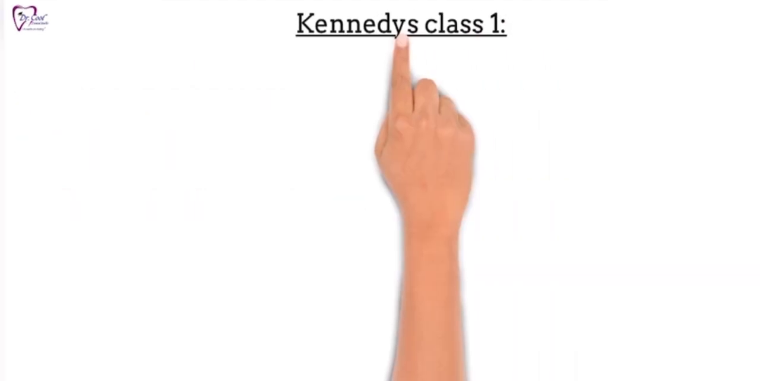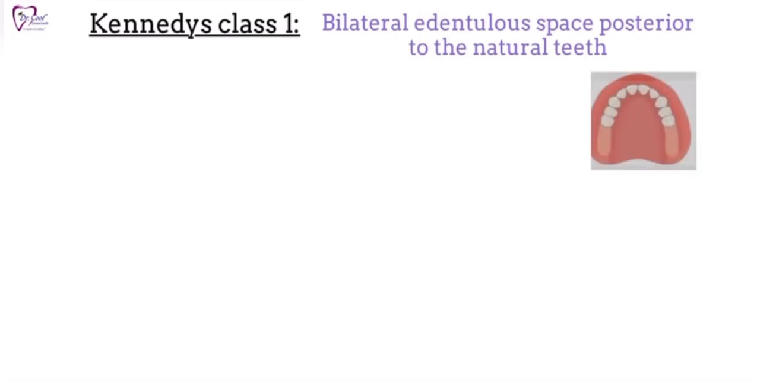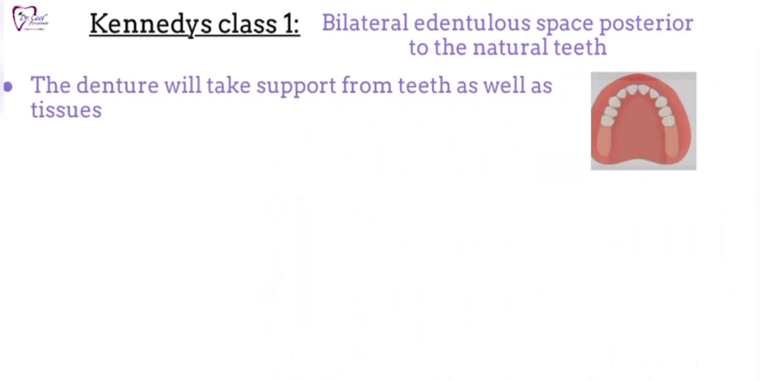Kennedy's class 1 is a bilateral edentulous space posterior to the natural teeth. As you can see in the diagram, it is the two-sided missing space. In this, the denture will take support from teeth as well as tissues.